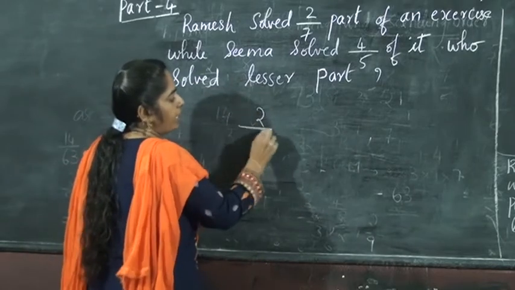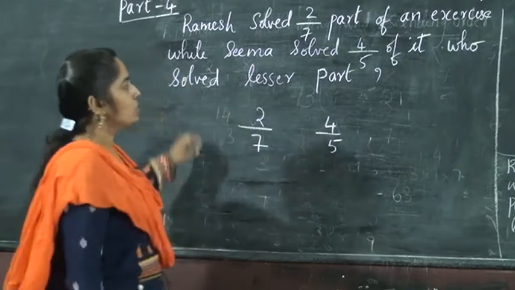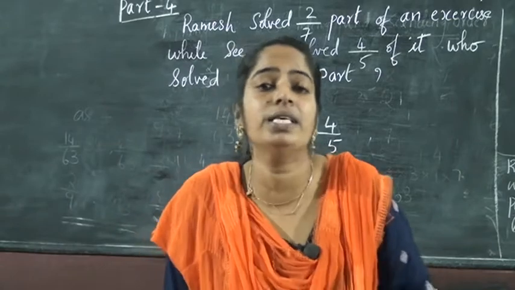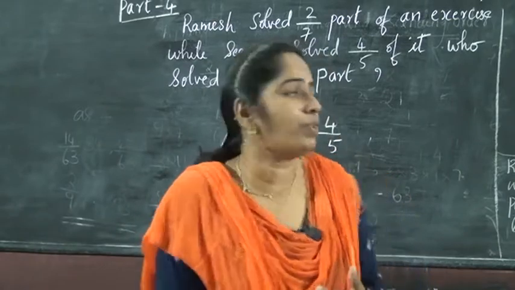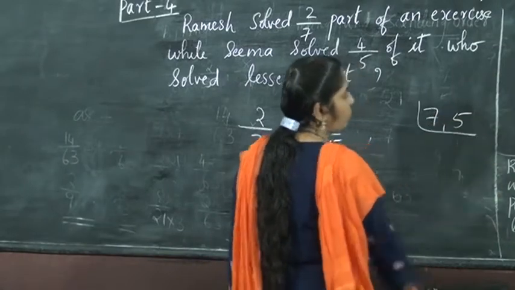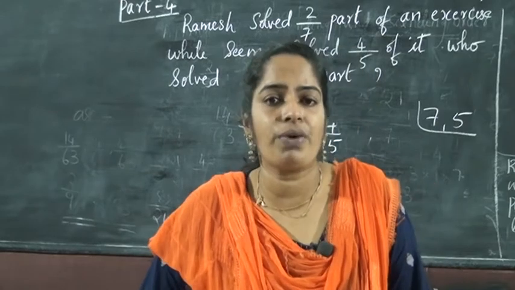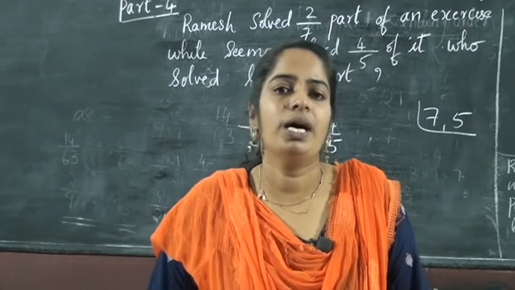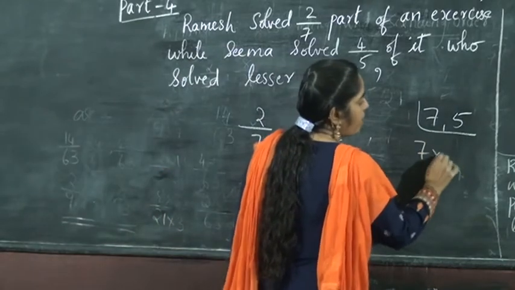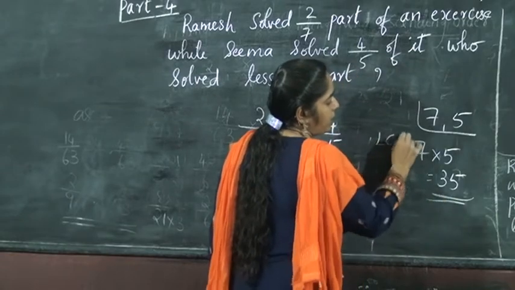That is 2/7 and 4/5 is here, isn't it children? So to find who solved the lesser part, first we want to compare these fractions. How to compare these fractions? Here we must find out the LCM first. How to find the LCM here? 7 and 5. Will any number go into 7 and 5? No, there is no other number that will go into 7 and 5. So we write 7 into 5, it is 35. This is the LCM.